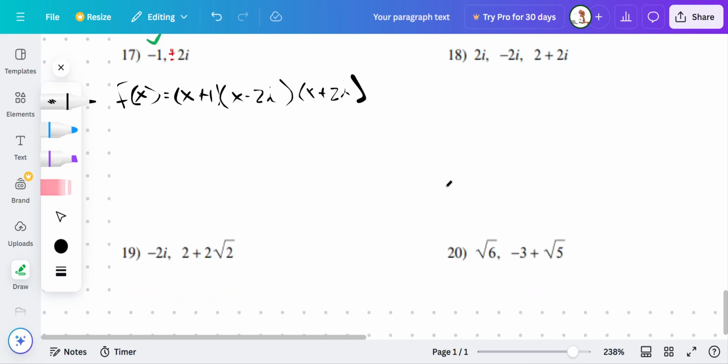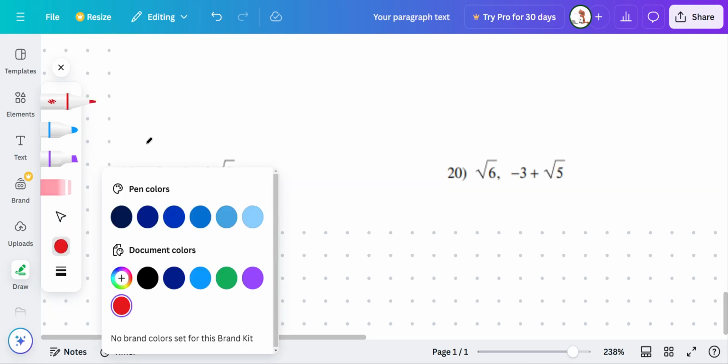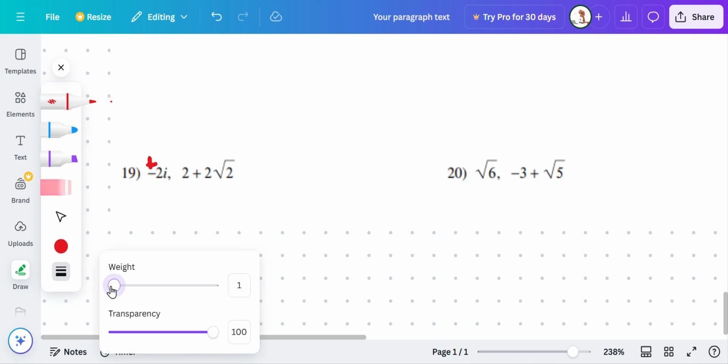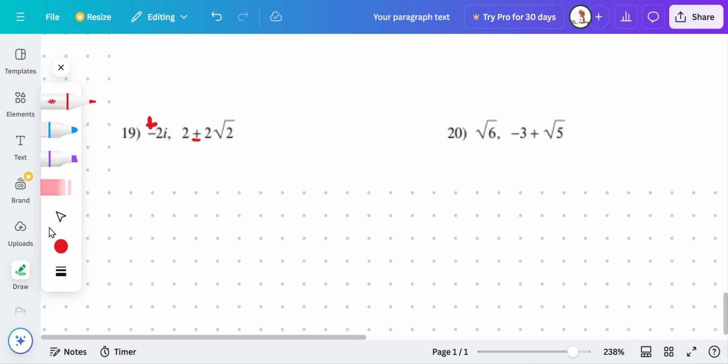Let's look at one more. This one and this one are going to be similar. Let's just keep with the odds. So for this one right here, we've got no irrational roots. We do have 1 imaginary root, and it should have come with its partner. We also have this irrational root. This irrational root should have come with its partner, 2 plus or minus 2 root 2. So we got 1, 2, 3, 4 roots.